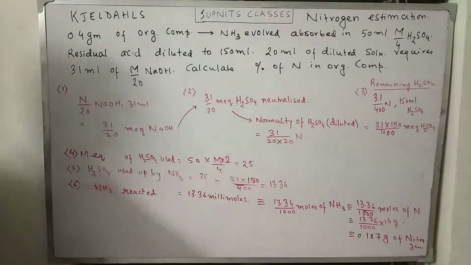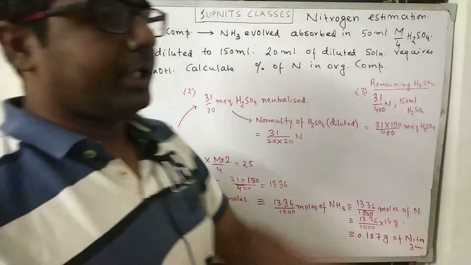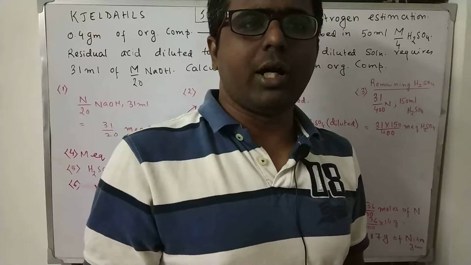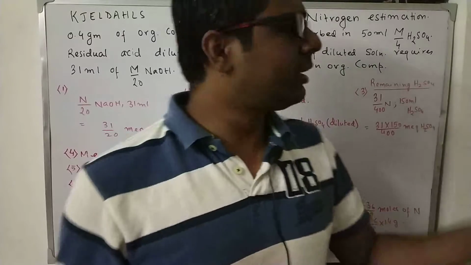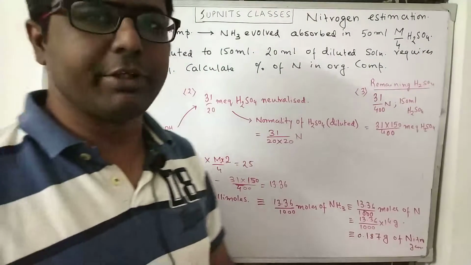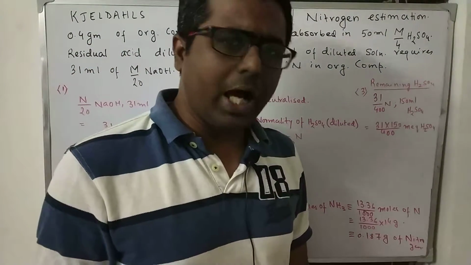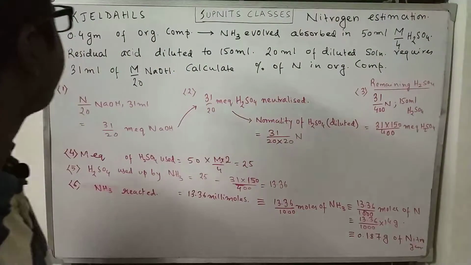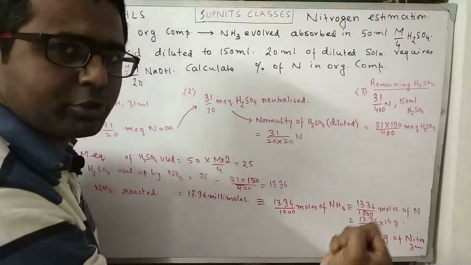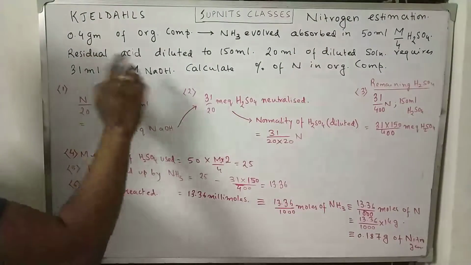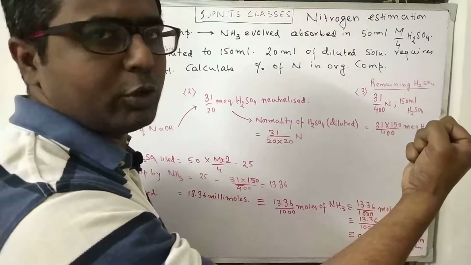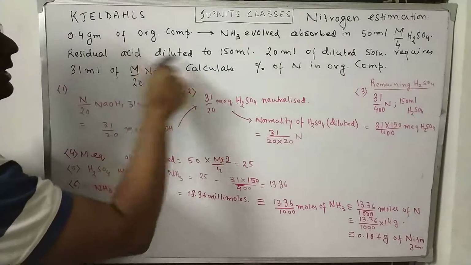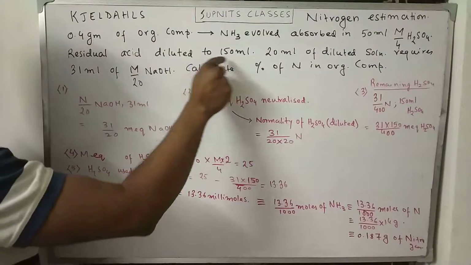Nice. Absorbed means whatever ammonia is evolved is absorbed in H2SO4, and the concentration and the volume of the H2SO4 is given to us. So now after that what happens, this is excess H2SO4 that is given, so that all the ammonia gets absorbed. Now there will be some residual acid after absorbing all the ammonia. That residual acid is diluted into 150 ml.